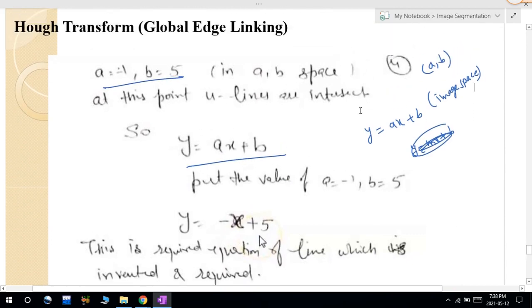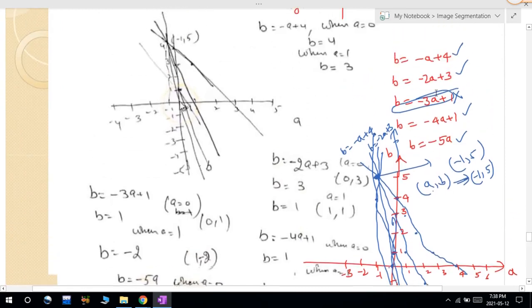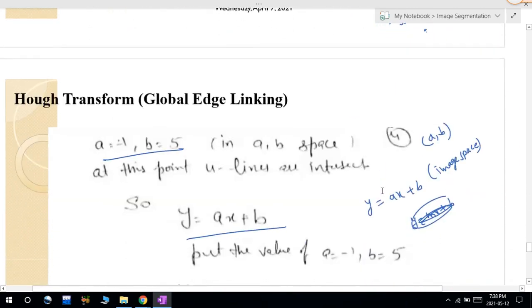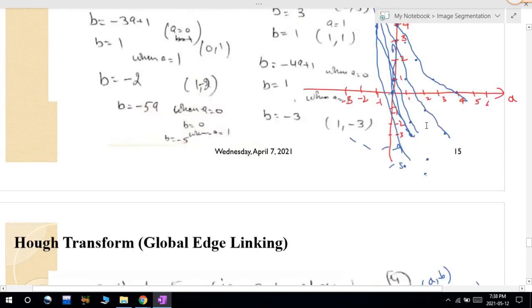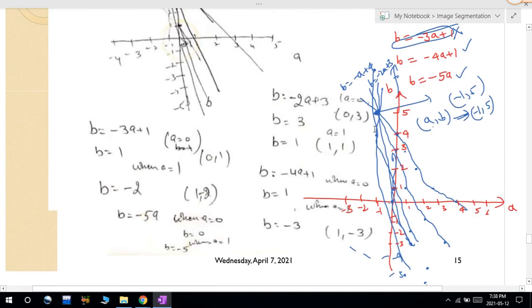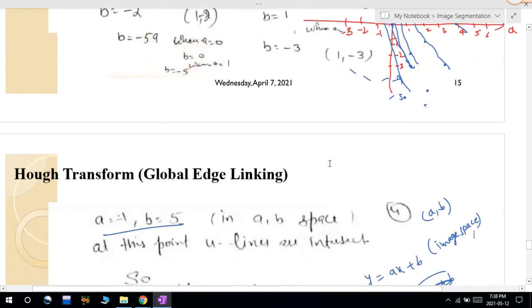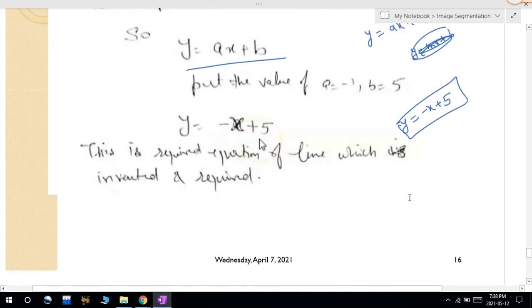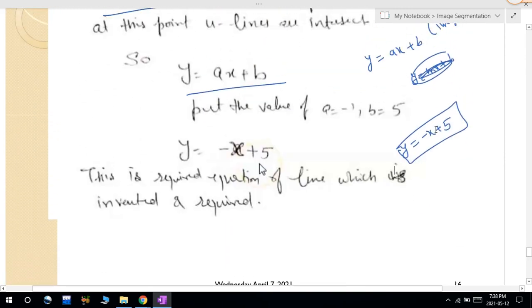At this point, four lines are intersected except this third one, that is nothing but b equal to minus 3a plus 1. All the remaining lines are flowing through that particular intersection point. If many number of lines are passing through that particular point, that is called the intersection point, where we are getting this plane's a, b values, slope and intercept values. Once those values are obtained, I will substitute here. That is nothing but y equal to minus x plus 5. So this is the final equation that we require.